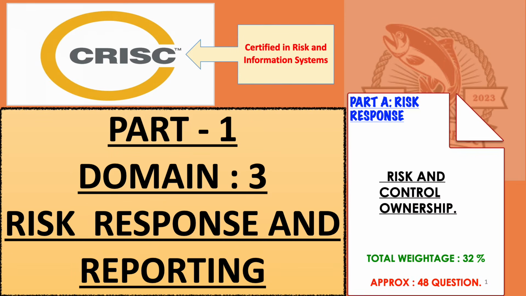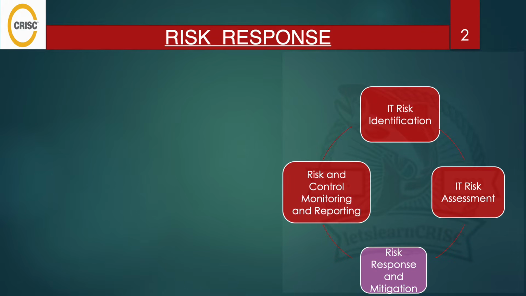So, being at the first part, let's start with part A, risk response. The first topic is risk and control ownership. Friends, this whole domain has a weightage of around 32%, and we can expect 48 questions in this domain. So let's jump into the first topic, risk and control ownership. First will be the risk response.